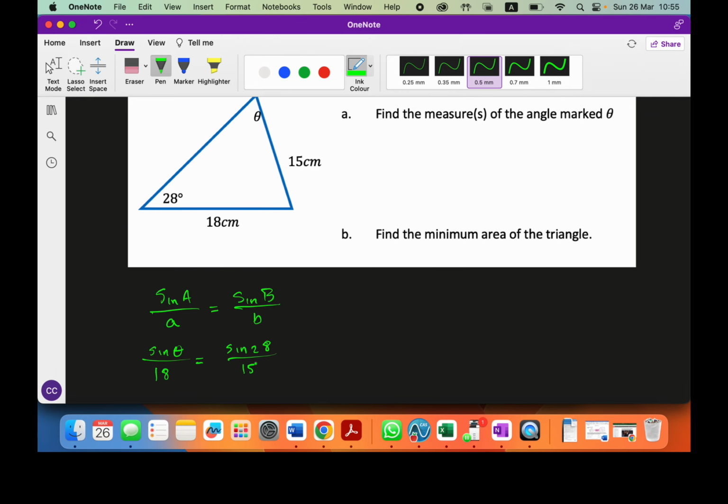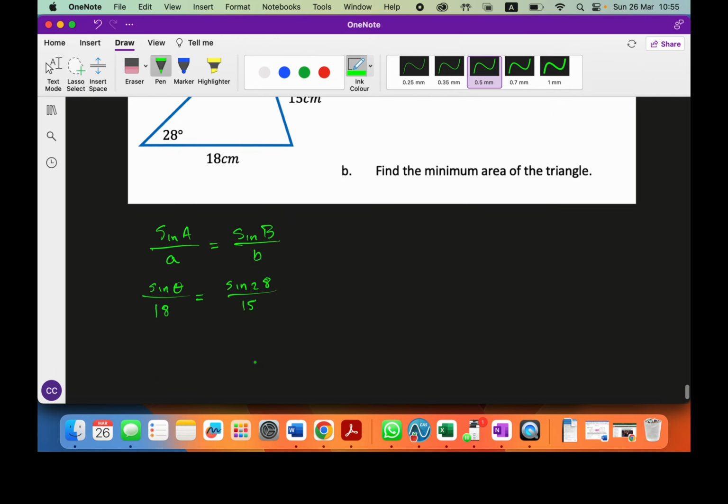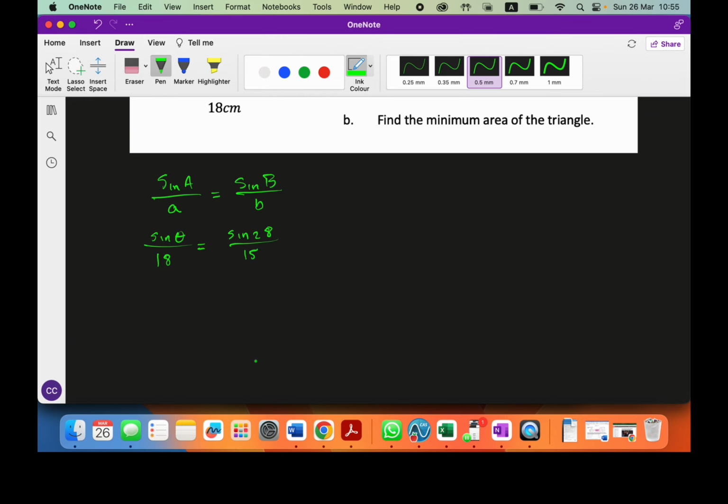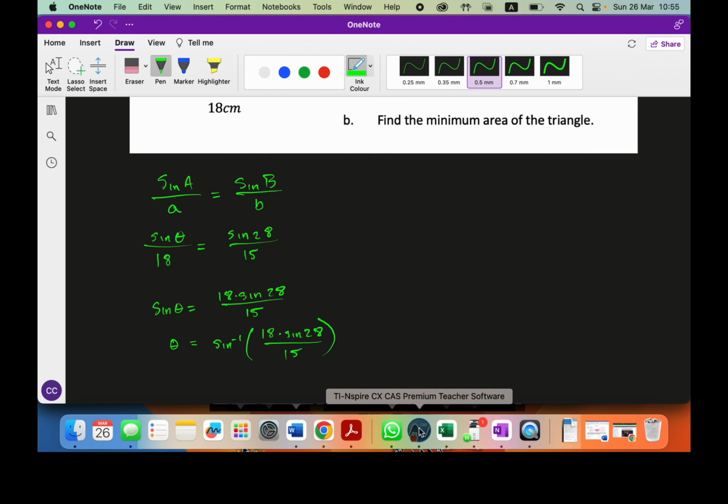Just finishing this little bit of algebra that we have to do, I would end up with the sine of theta is the same as 18 times the sine of 28 all over 15. So to find theta, we have to use the inverse sine, which is just that inverse ratio. And at that point, because I don't recognize 28, it's not one of the angles I know, I've got to go to my calculator.